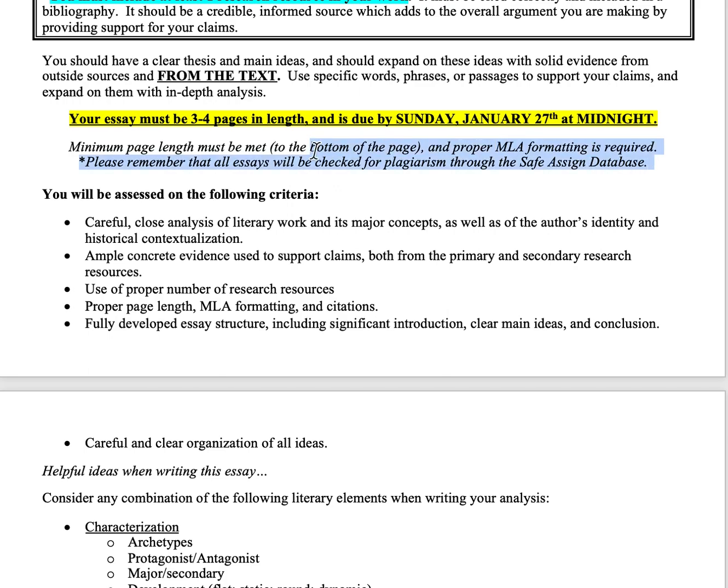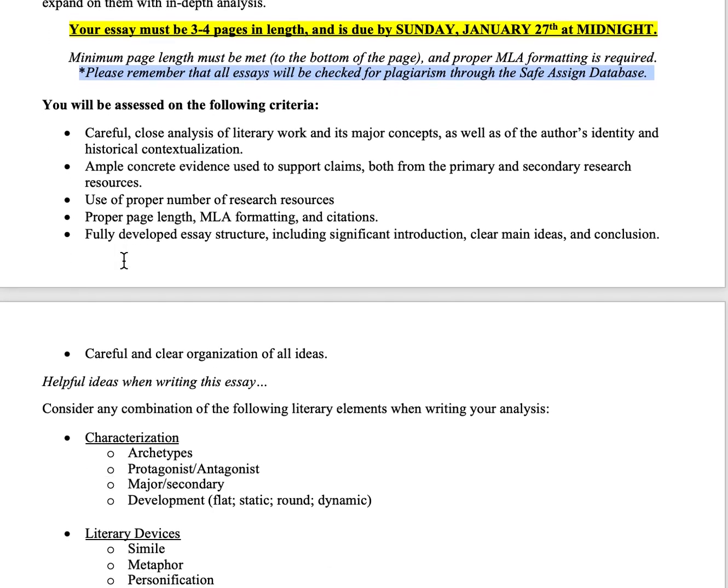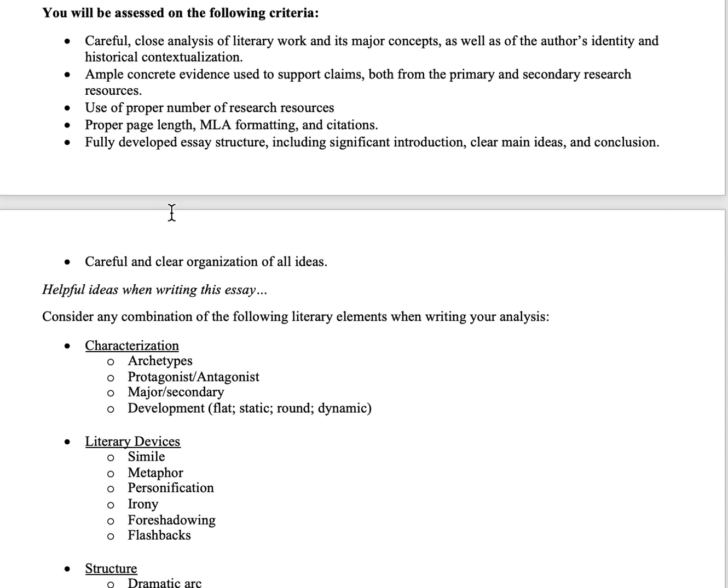You will also need to make sure that you cite all of your quotes in text, and then make sure you have a bibliography. Everything will be checked for plagiarism through SafeAssign. And this is what I'm going to be looking for.